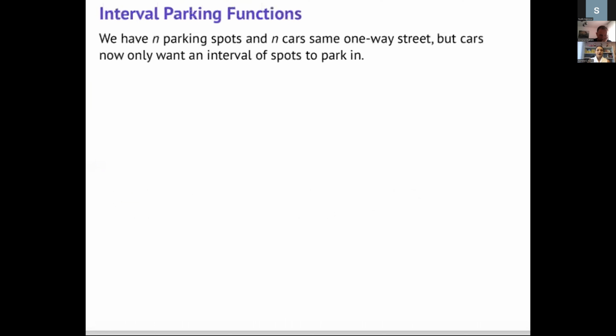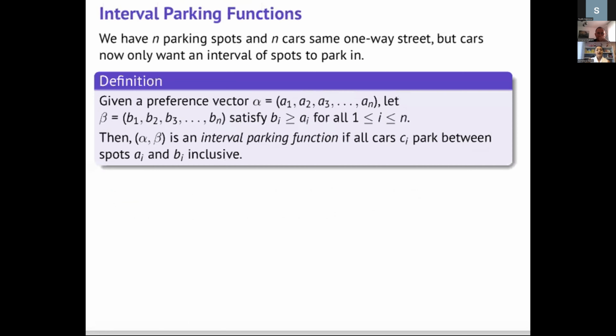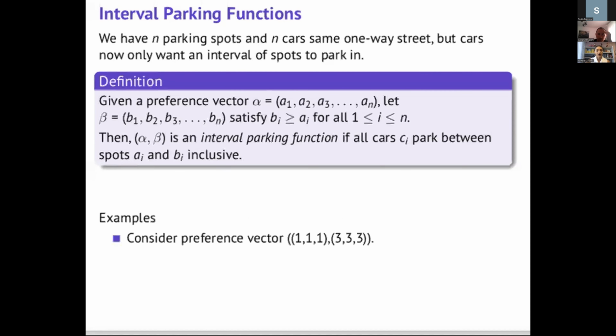Now, let me tell you about another problem that we've been thinking about. This one is called interval parking functions. In this case, we're going to have n parking spots and n cars, again on a one-way street, but now cars only want to park in a particular interval of spots. So here's the definition. Now I'm going to tell you where they want to start parking and basically what they tolerate. How far out can they go to decide whether they can park or not?